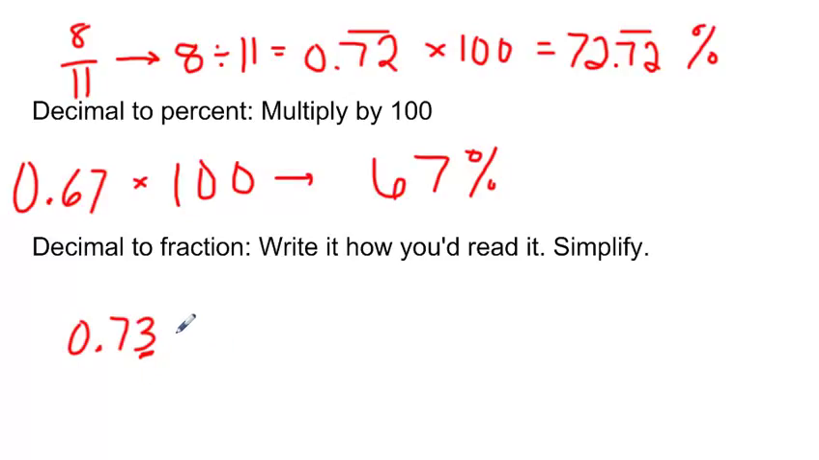So if you have this decimal, you would read it as 73/100ths. Because 3 falls in the hundredths place, it's 73/100ths. So you would place 73 over 100. In this case, we cannot simplify, so that's the fractional form of 73/100ths.